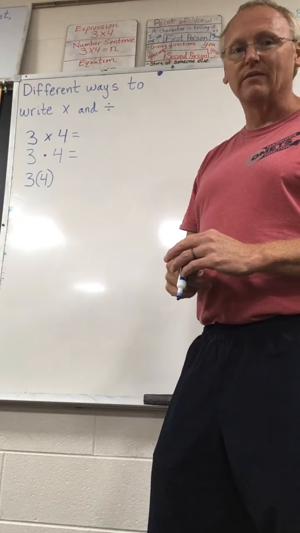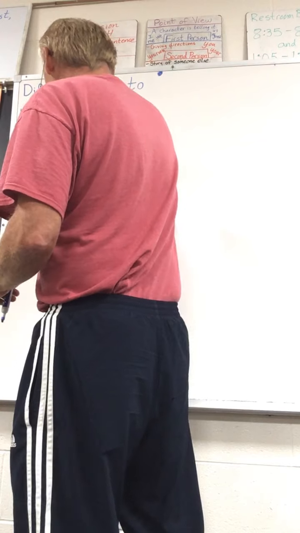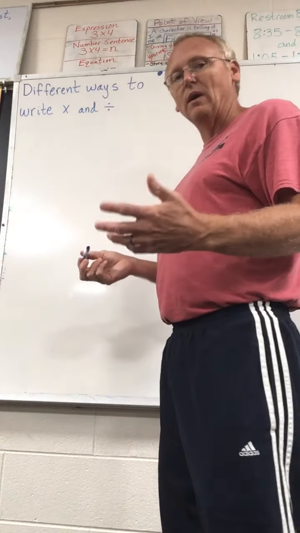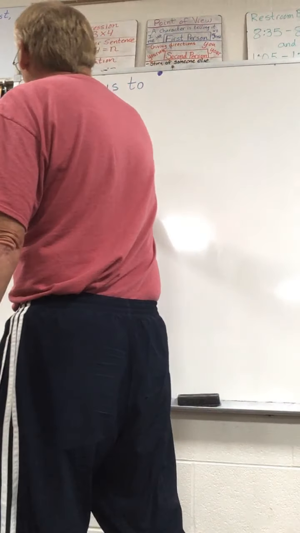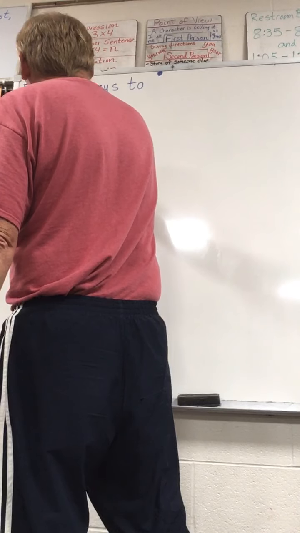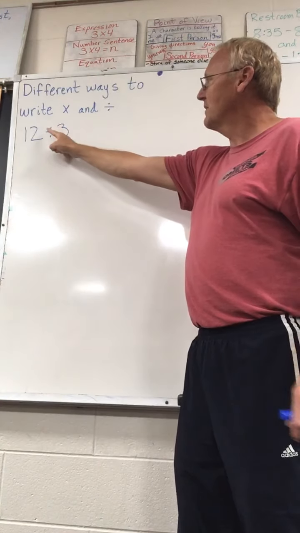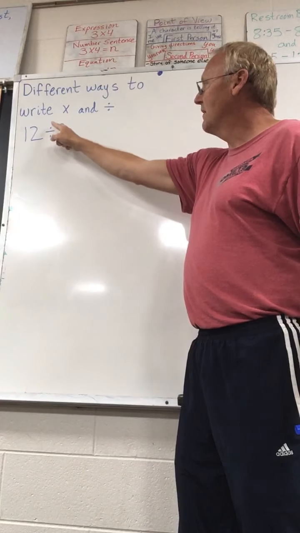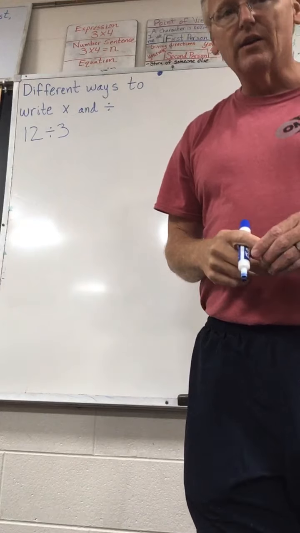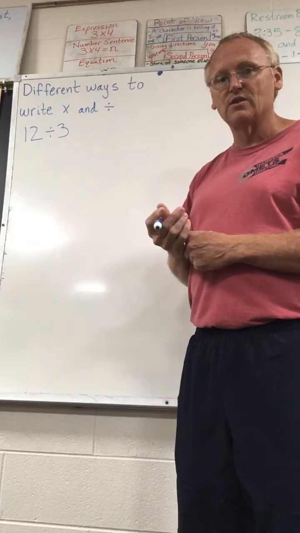Now let's talk about different ways that you can write division. Okay, so let's start with the traditional way. 12 divided by 3. Okay, so you can see the traditional sign. It's got the little line segment and the dot above it and the dot below it. That's the traditional way that you would write a division problem. But there are other ways to do it as well.